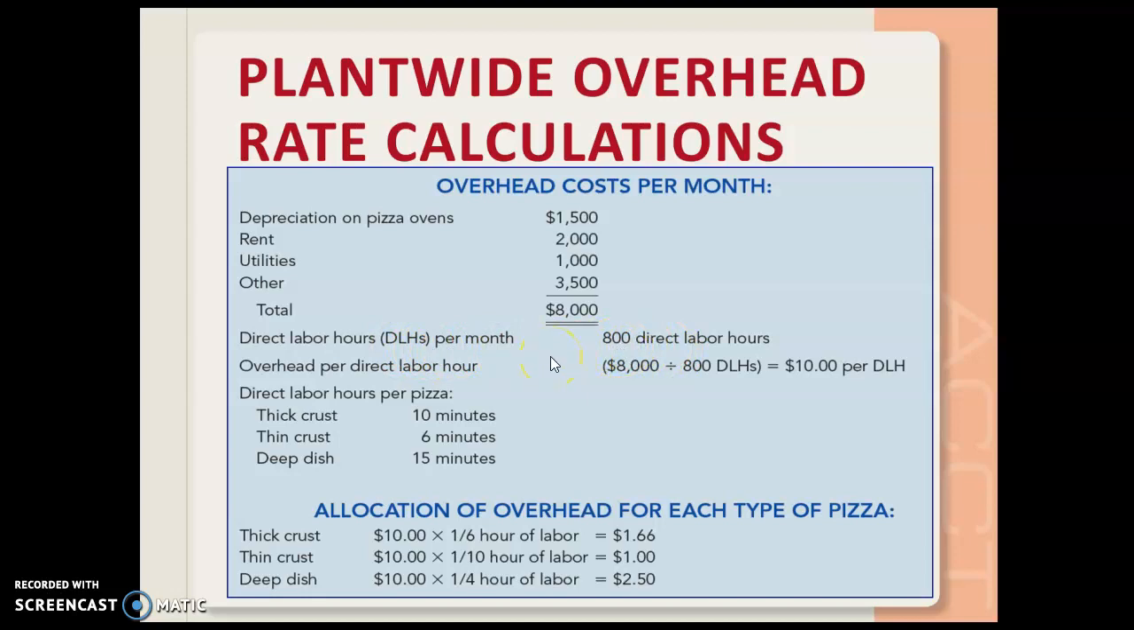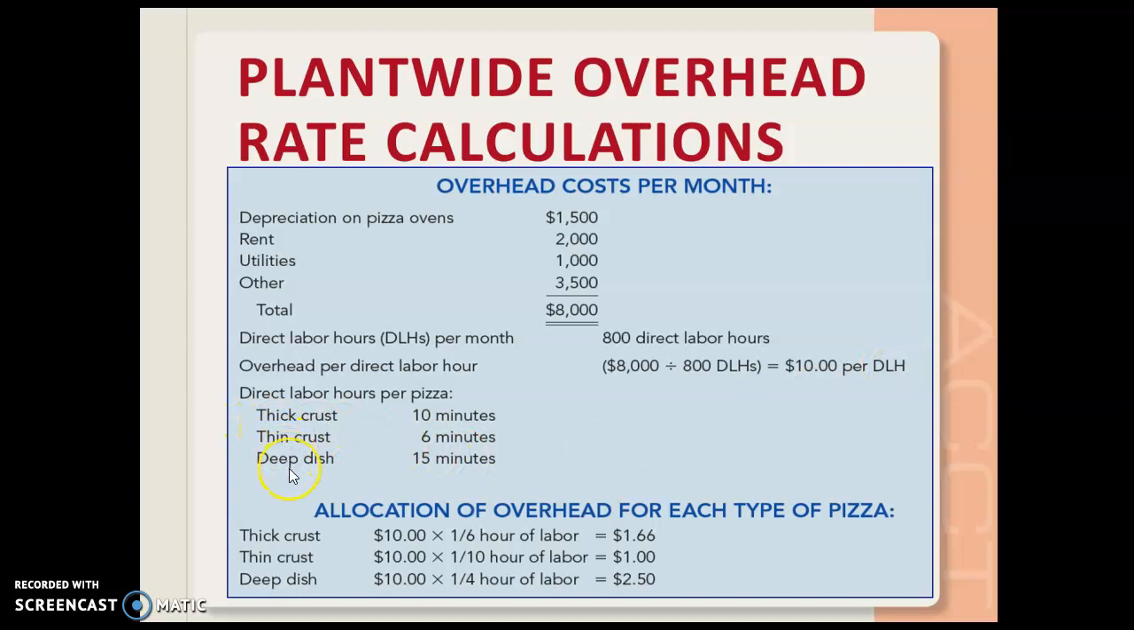So to get our single plant-wide overhead rate, we take our estimated overhead cost, 8,000, divided by our estimated cost driver, 800. So that's $10 per direct labor hour that is going to be applied as overhead onto each pizza. So the different kinds of pizzas have different amounts of direct labor hours. So here's where you would not want to just say, how much overhead should I apply to each pizza, and treat all the pizzas as if they were the same. Some pizzas take a lot more time to make than other types of pizzas. So our rate is by the direct labor hours.